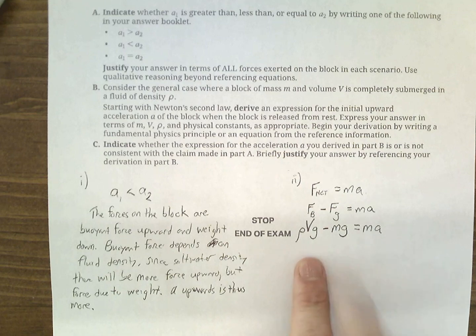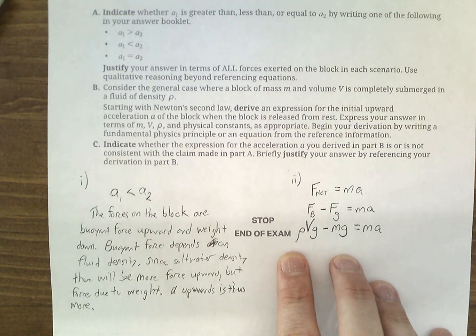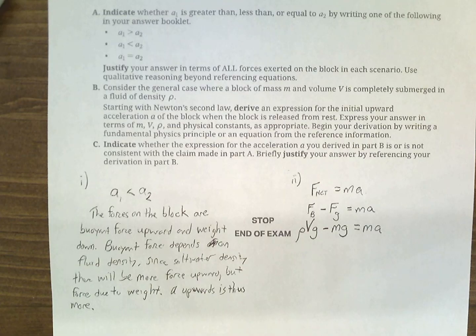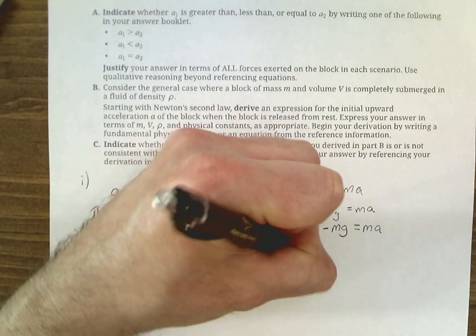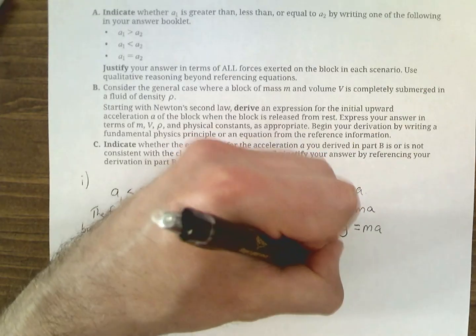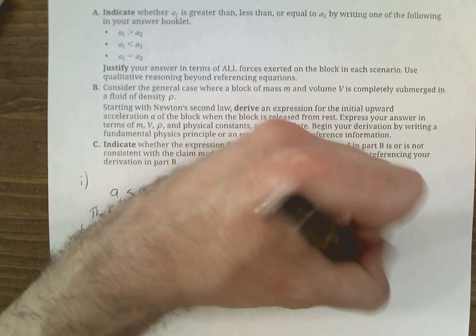And well, it's nice. I've substituted these things in. Everything is in terms of rho I'm allowed to have. V I'm allowed to have. G is a physical constant, so we're allowed to have that. And the mass of the block is something else we're allowed to have. So now all I will need to do is just solve for A. Divide both sides by m, and I get A is equal to rho Vg over m minus g.